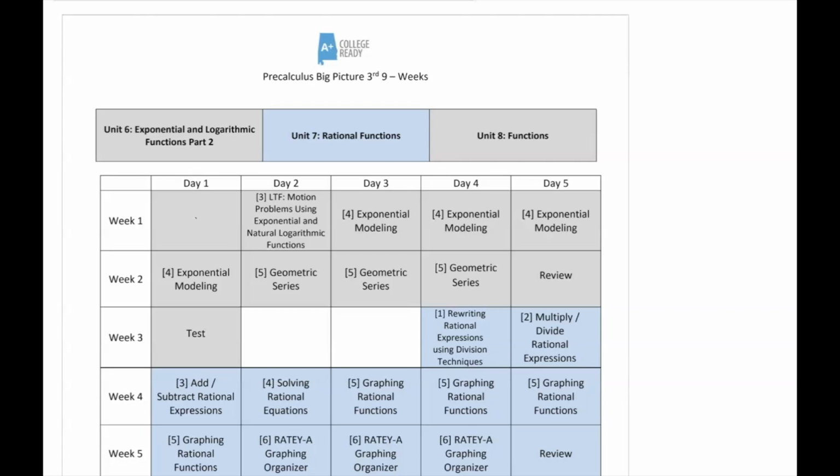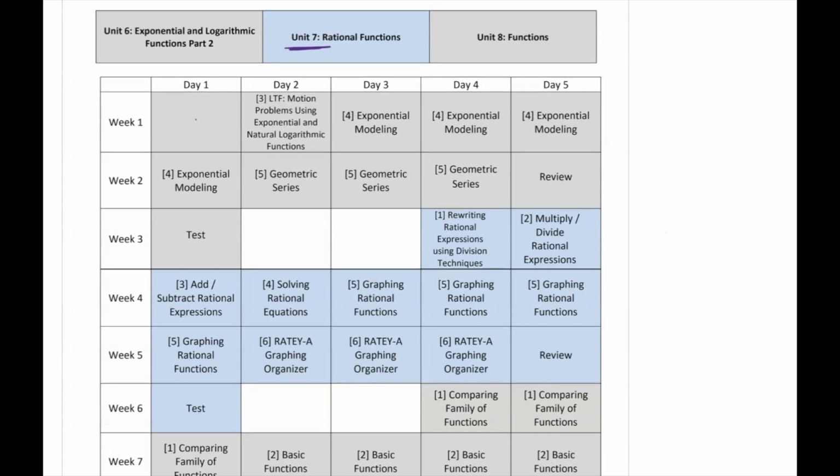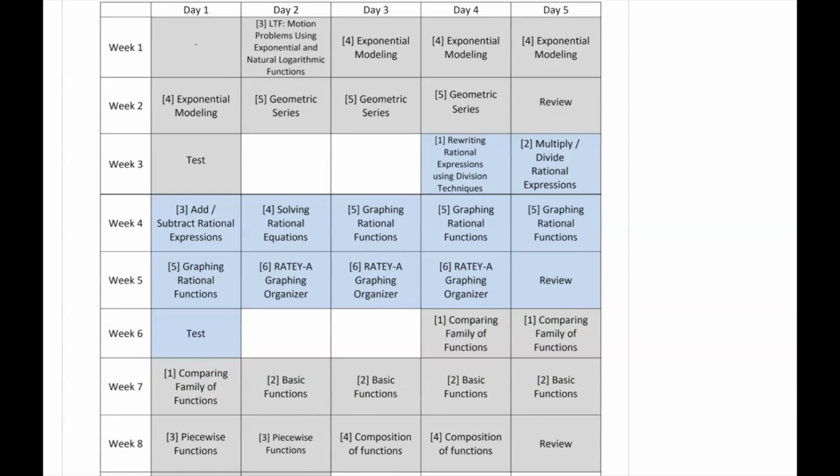We're going to look for just a few minutes at the 7th unit. And this 7th unit is on rational functions. I'm looking at the big picture here, and this is the big picture for the third 9 weeks. So you can see that the 7th unit lands about the middle of the third 9 weeks and is going to take up about 13 days.